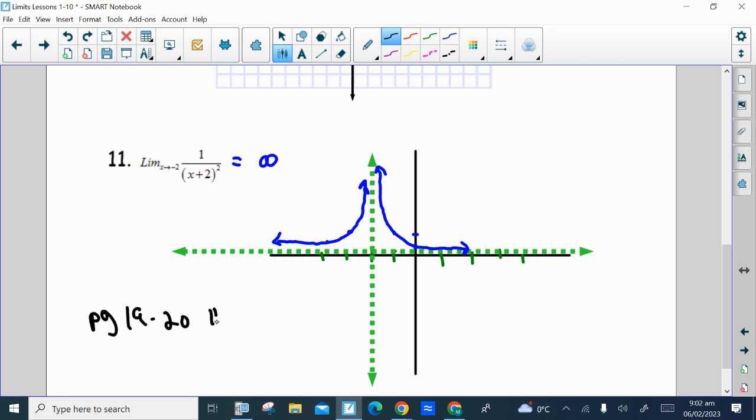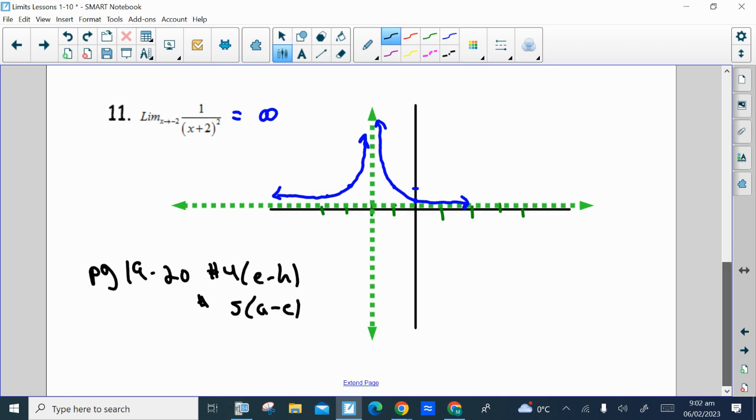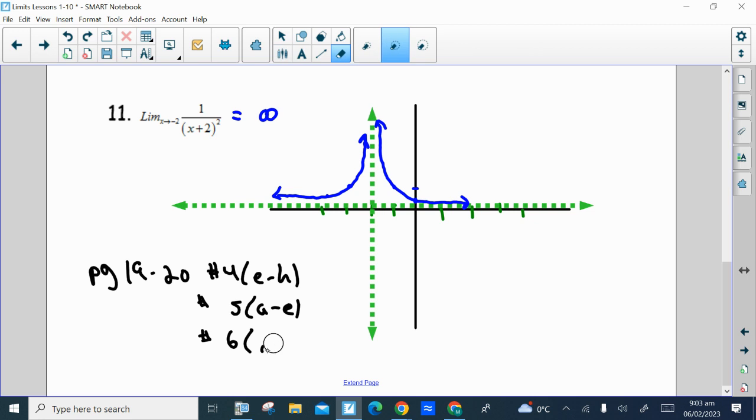Page 19 to 20. Questions 4, E through H. Questions 5, A through E. And 6, A through G. So again, for question 5, that's A through E, not C. Same thing with number 4. It's E through H, not C.